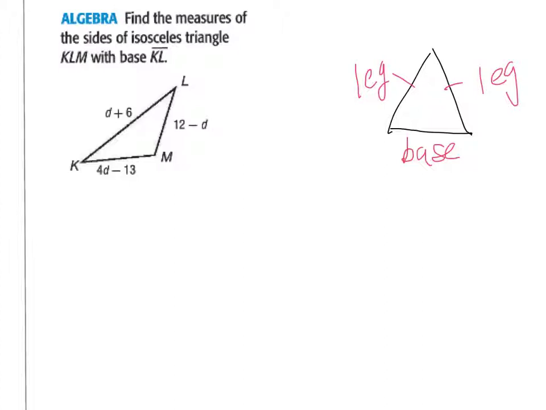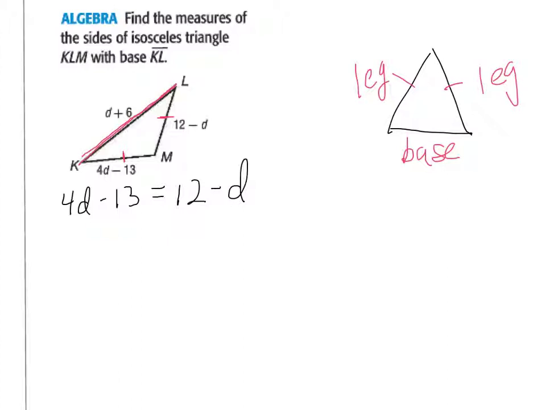In this case, our base, according to the question, is KL. So that means that KM and LM are the same length. Now anything that's the same length can be set equal to each other. So that means that 4D minus 13, which is KM, should be equal to LM, which is 12 minus D. And then from here, all I have to do is solve for D.